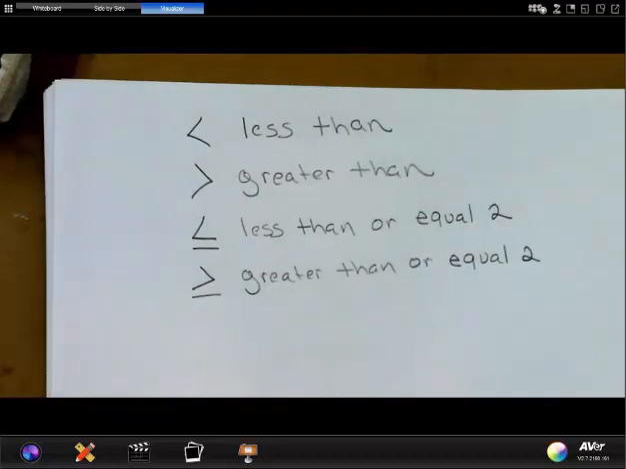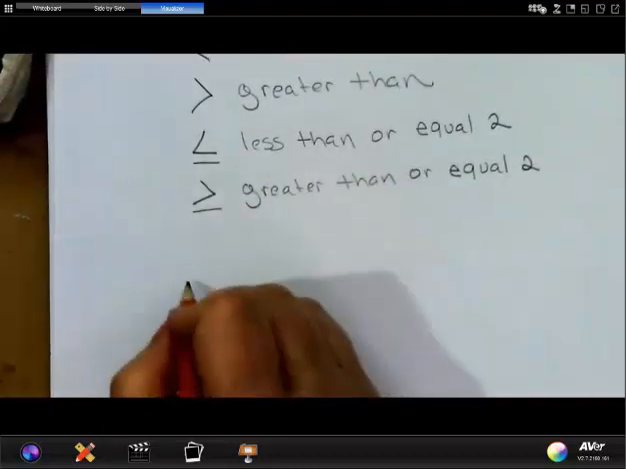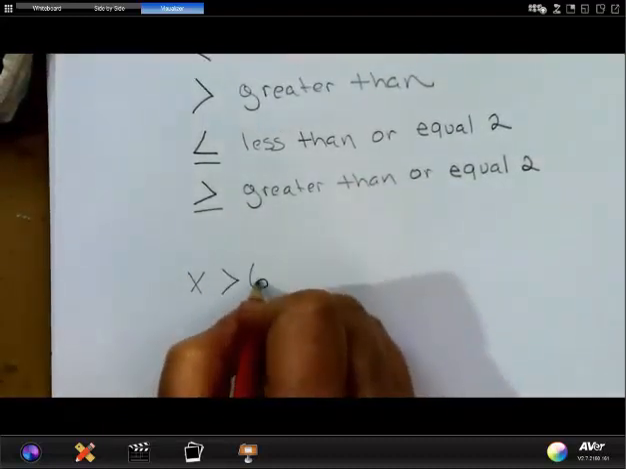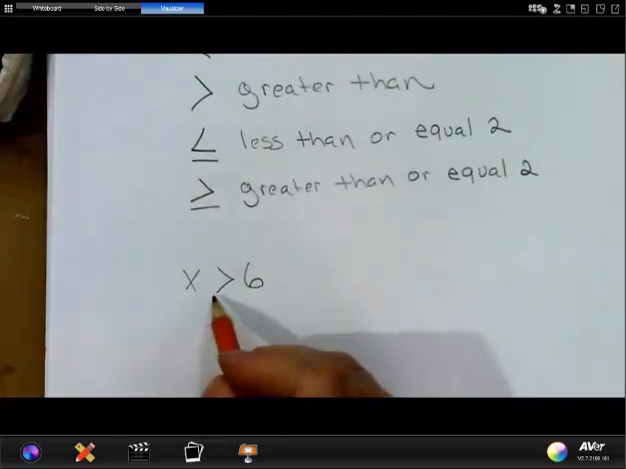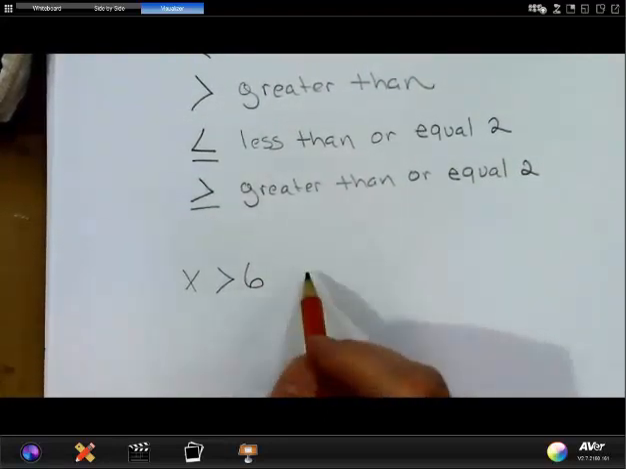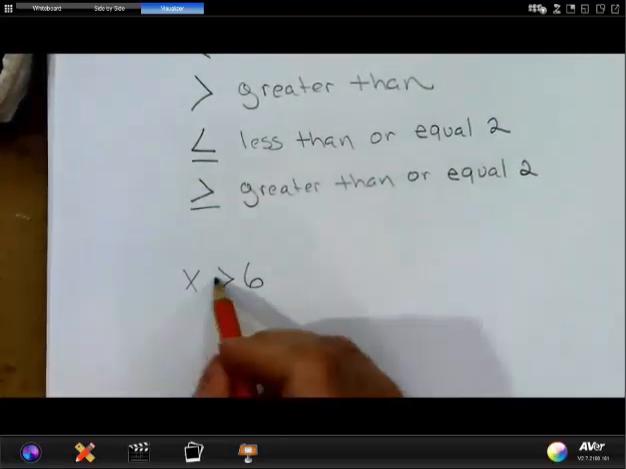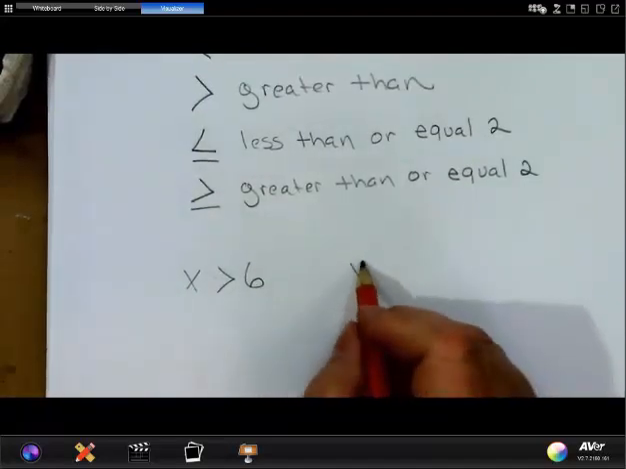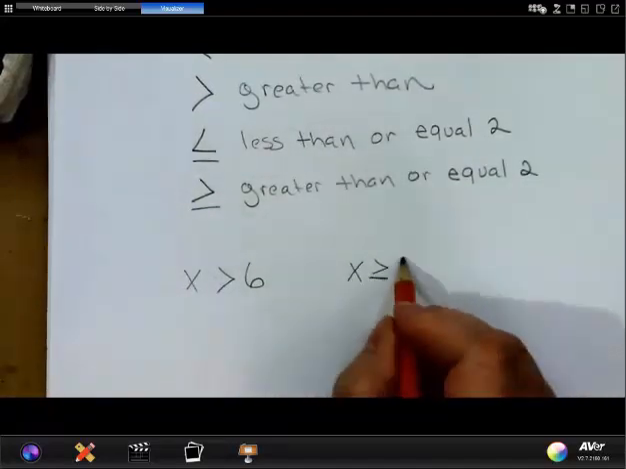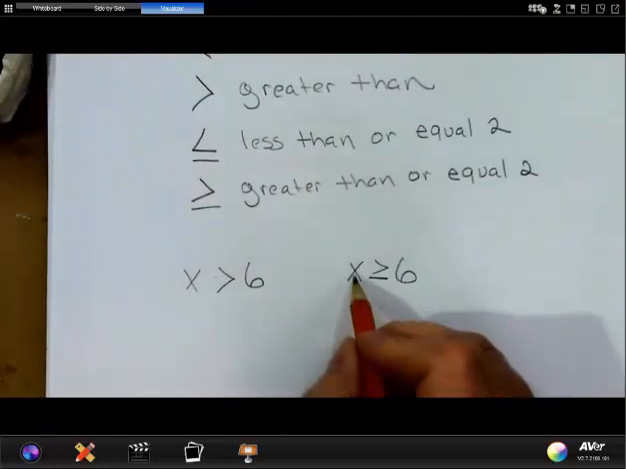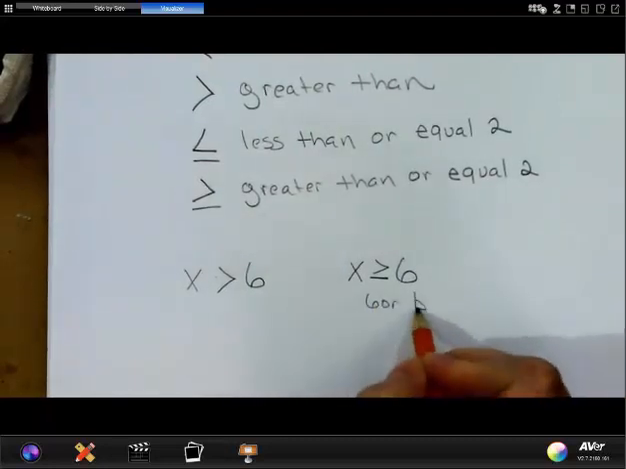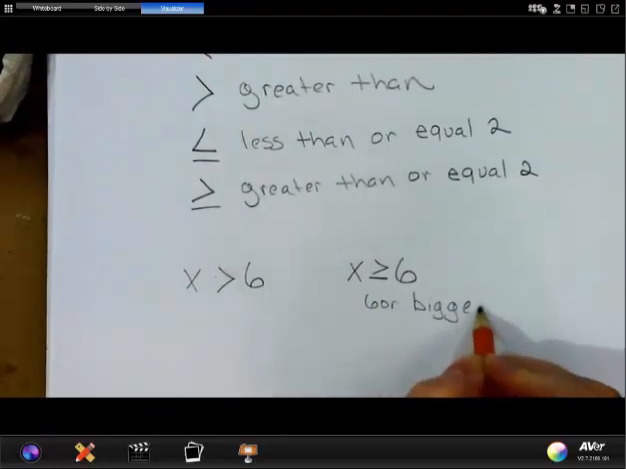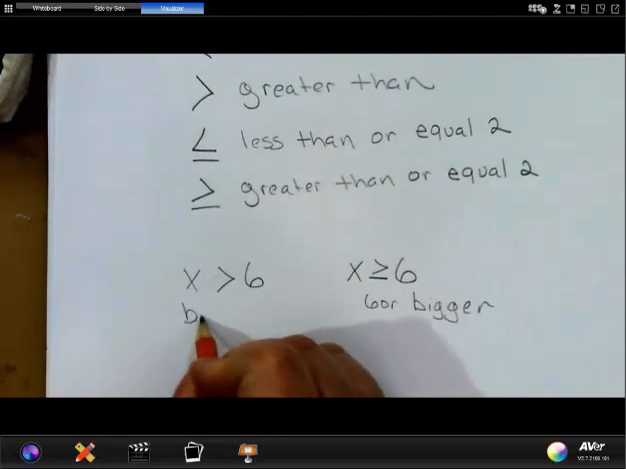For example, if you had x is greater than 6, that means anything above 6. 6.1 to infinity. X is anything bigger than 6. But if you had x is greater than or equal to 6, that means it's 6 or bigger. This one is bigger than 6.